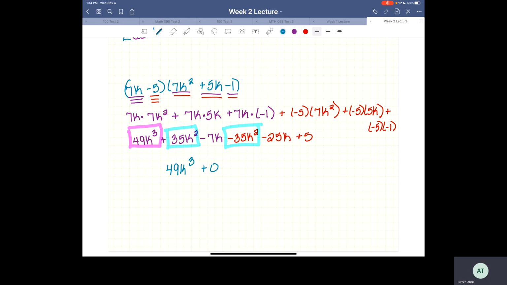Okay, now in your final answer, you are likely not going to write that 0 right there. You could, it's not wrong to write the 0 there. There's just no reason to. I would encourage you not to write the 0 in your final answer.